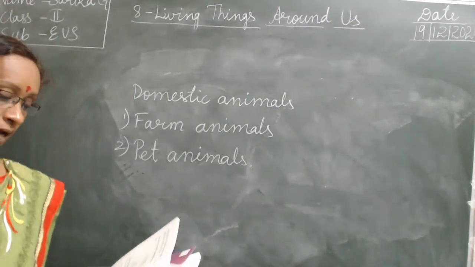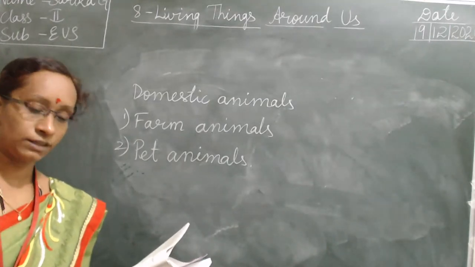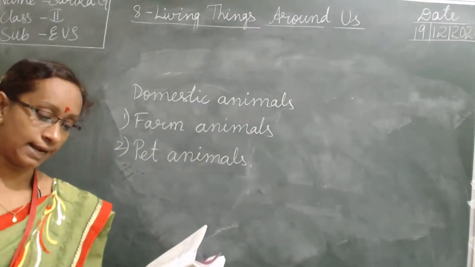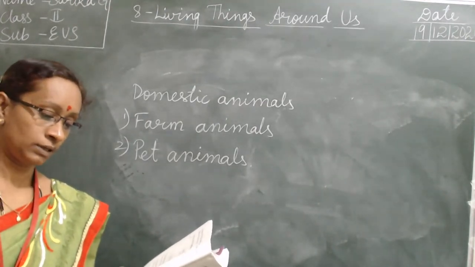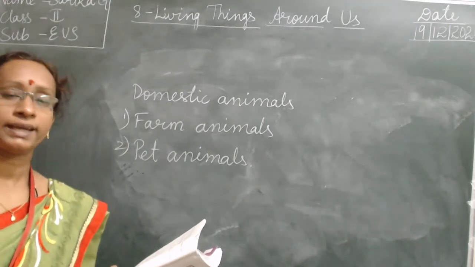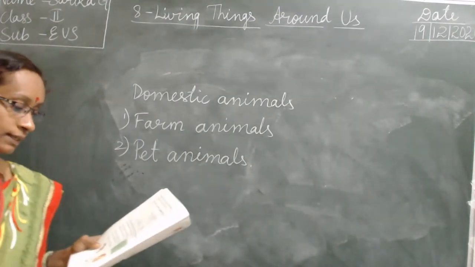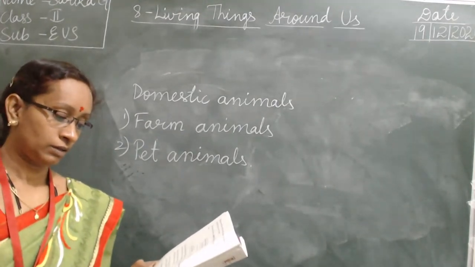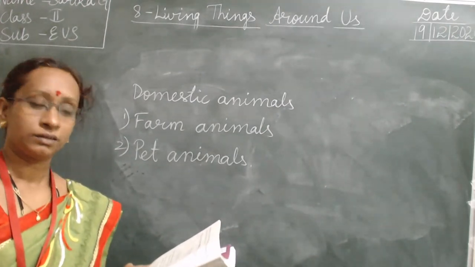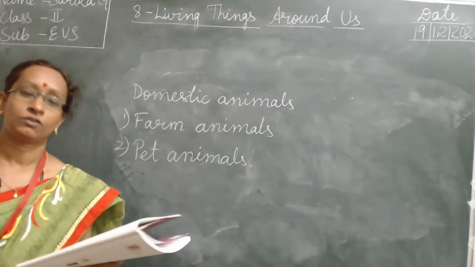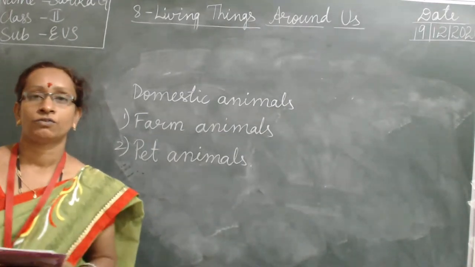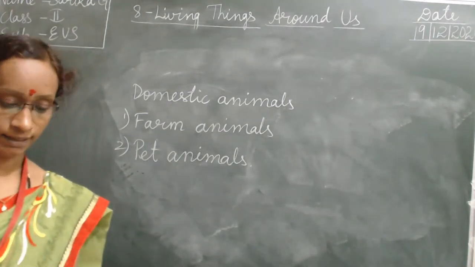Cats and dogs are common pet animals. However, the dogs and cats roaming free on the road are not anybody's pet and are known as stray animals.